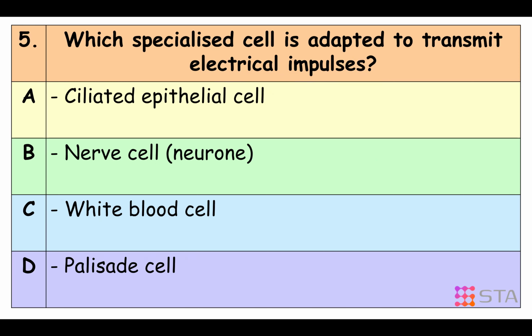Number five, which specialized cell is adapted to transmit, that means carry, electrical impulses? And the answer is B, it's a nerve cell or neuron.